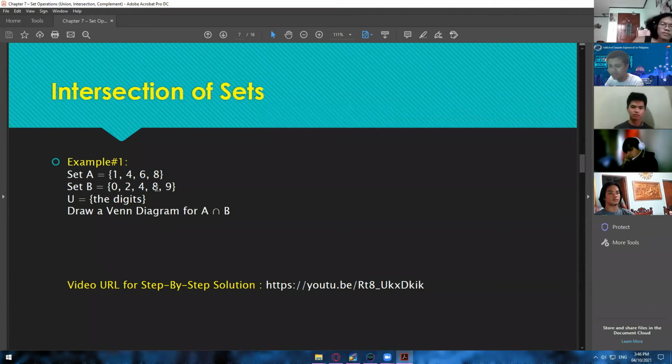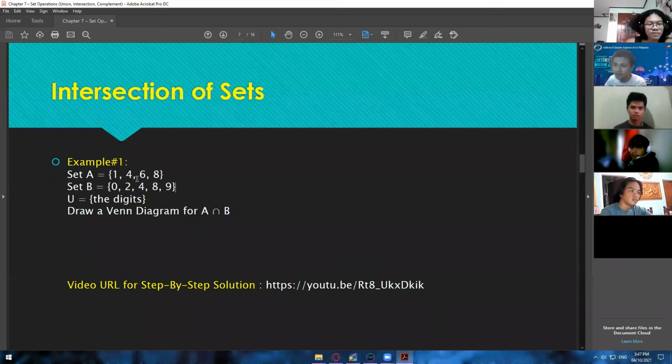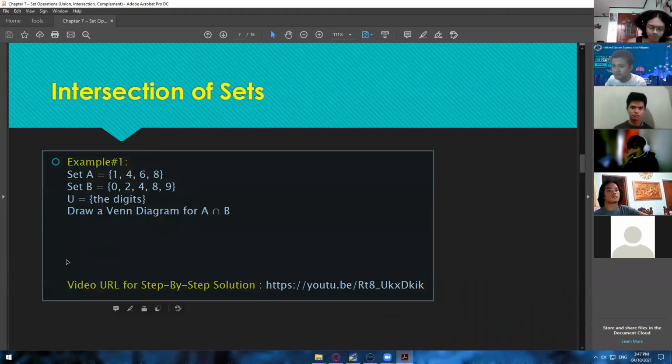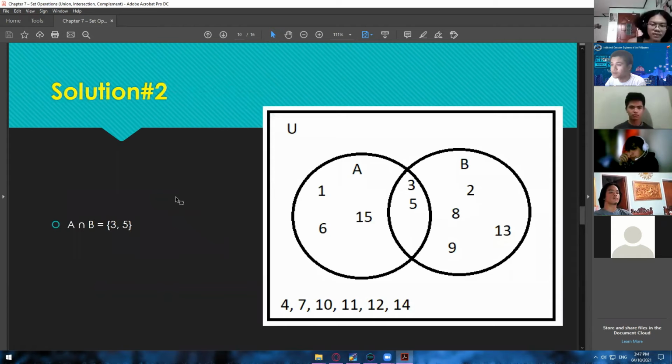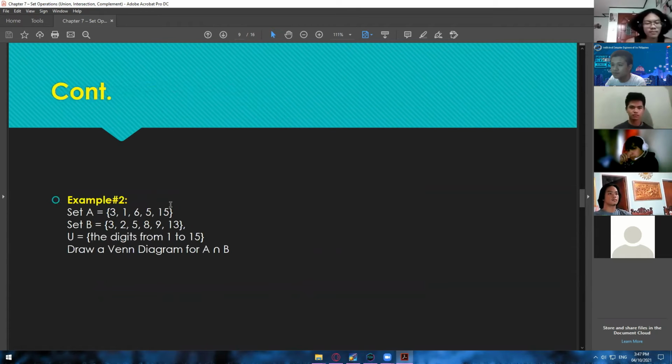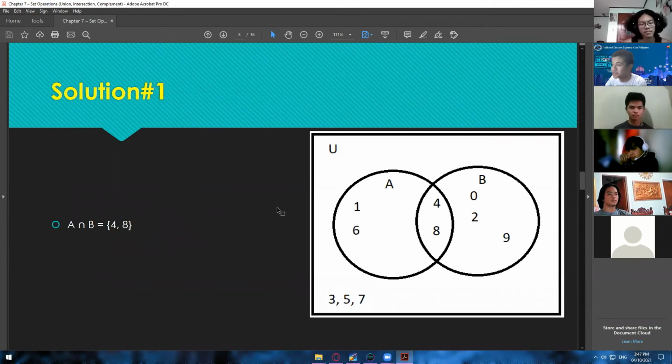But before that, let's check first. What are their commonalities? Anyone who would like to answer? What are their common elements? 8, or 4. Okay, 8 and 4. I think that's it only, and the others are now unique. So that is why, oops, is this it? Solution number 2, my bad. That's for solution number 1. I think I'm lost.